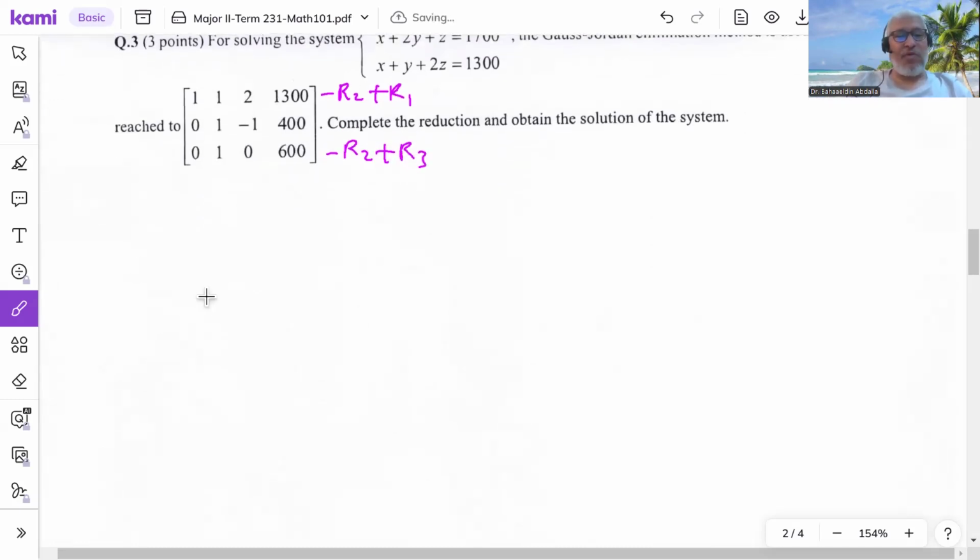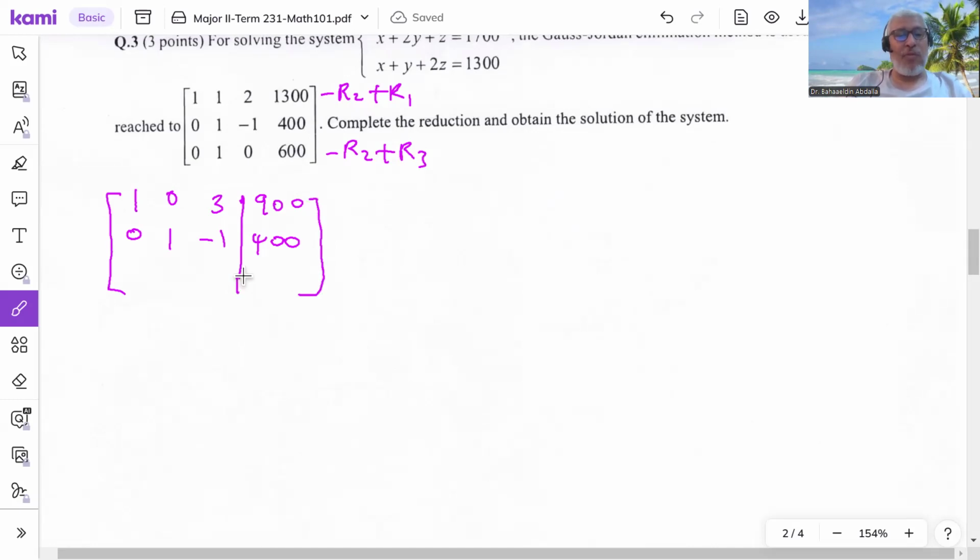So what would be the new matrix? Well, the second row is not changing because I'm using it to change the first and the third rows. Now the first row is going to change. -0 plus 1 is 1 because -0 is 0. -1 plus 1 is 0. Negative times -1, that's 1, plus 2, that's 3. -400 plus 1,300. So 1,300 minus 400, that's 900. Finished with the first row.